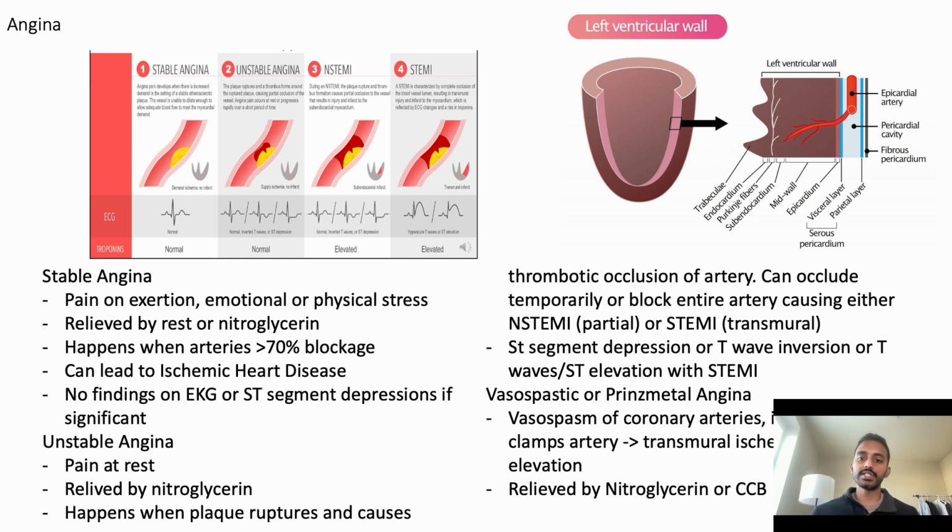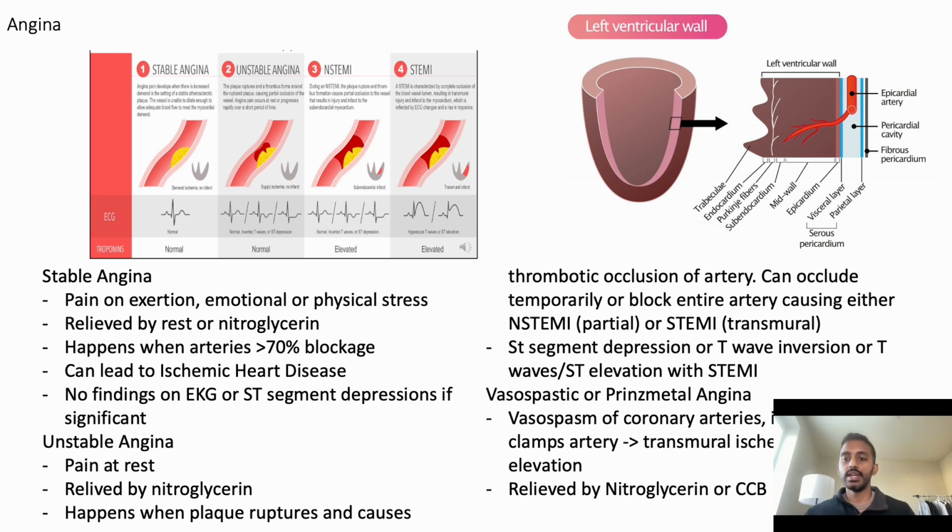Unstable angina is pain at rest that happens when a plaque ruptures and causes thrombotic occlusion of the artery. Has ST segment depression or T wave inversion. It is relieved by nitroglycerin to open up the artery. Can also progress further to block temporarily or block the entire artery, causing either NSTEMI or STEMI.